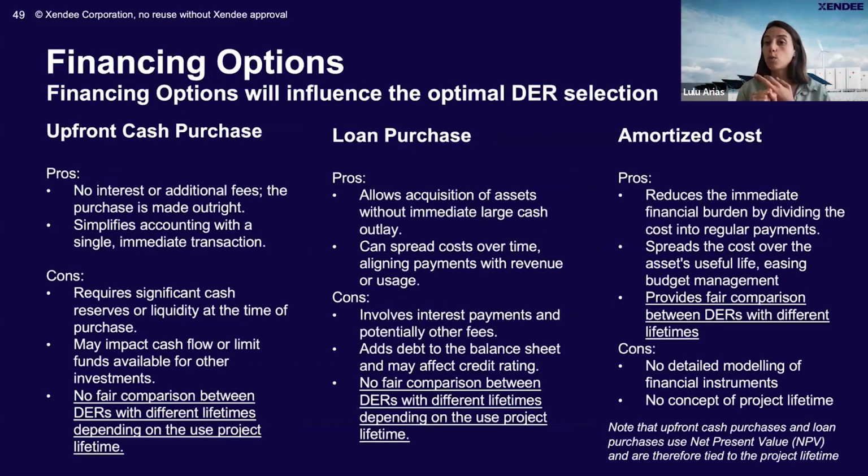Upfront cash purchase, loan purchase, and amortized cost. So in the first case, pros here: there's no interest rate or any additional fees, and it simplifies accounting because it's a single purchase made outright. Cons: it requires significant cash, and that might impact your liquidity and your ability to purchase other investments. The other one here is that it doesn't offer a fair comparison between DRs with different lifetimes.